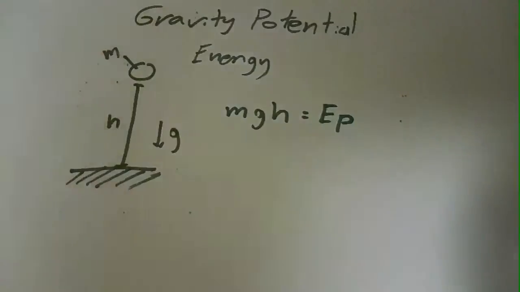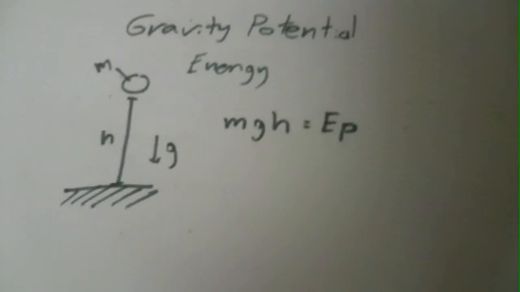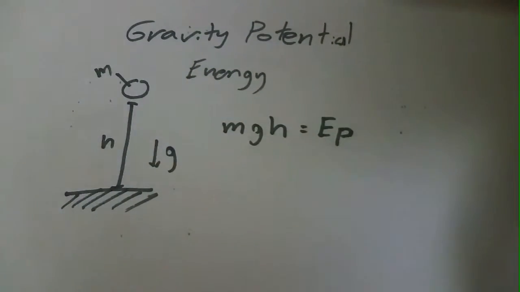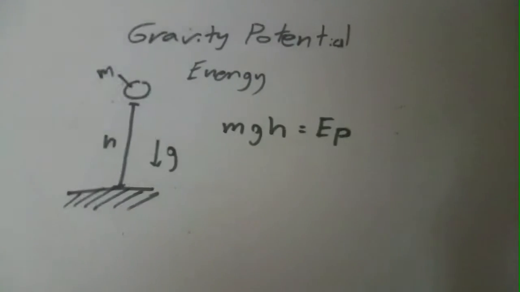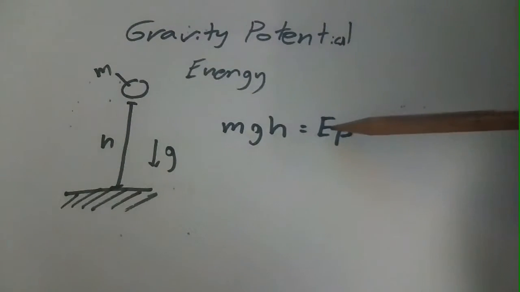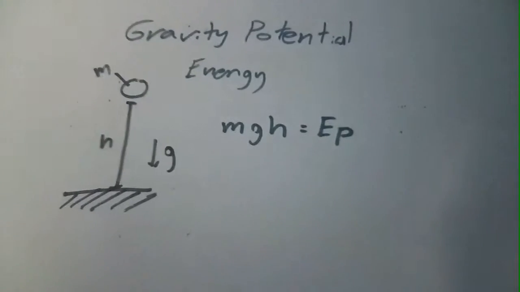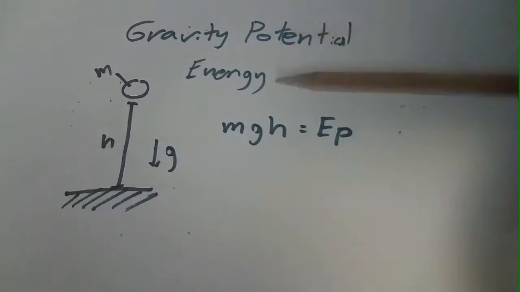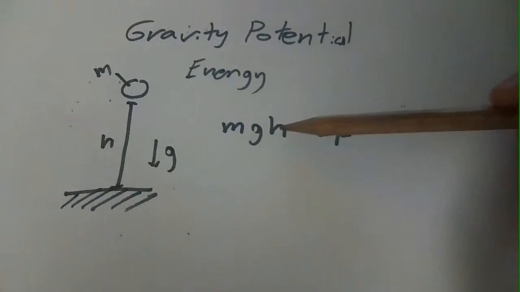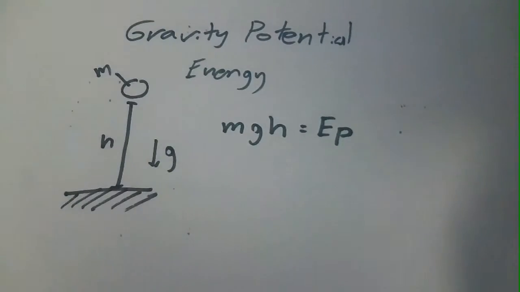First, gravity potential energy. If there's height and gravity, there's the mass. The mass always has gravity potential energy. We can calculate that by the equation: gravity potential energy is equal to mass times gravity times height.